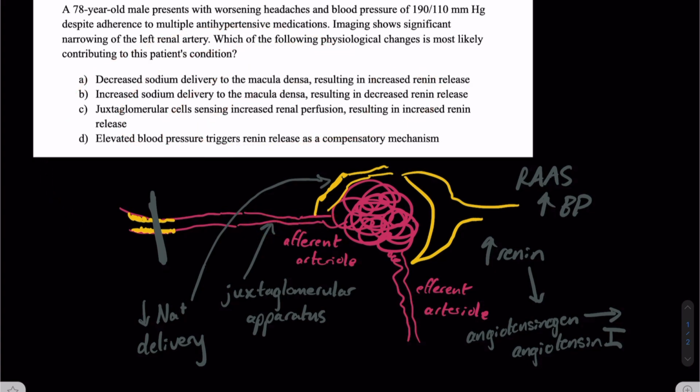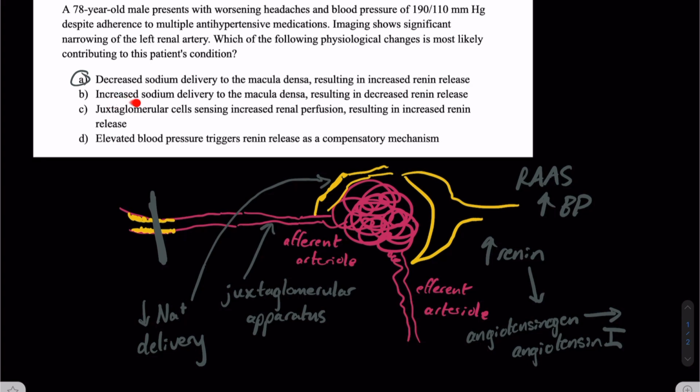So let's go through the answer choices. A, decreased sodium delivery to the macula densa, resulting in increased renin release. Well, that's true. That's actually one half of the equation that we talked about. Those macula densa cells are receiving less sodium because the less overall stuff is getting to the glomerulus. So that sounds like a good answer and turns out to be our right answer.